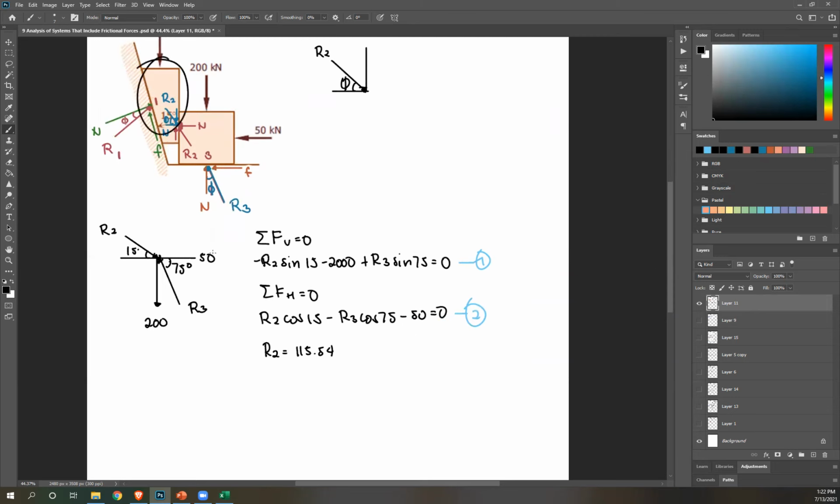Next, moving on to this wedge. So again, we have a downward force. This is your P, right? And then we have R1. Then we have this R2. Now, how do we get the angles? Okay, R1 is this angle right here, right? It's also equal to this angle.